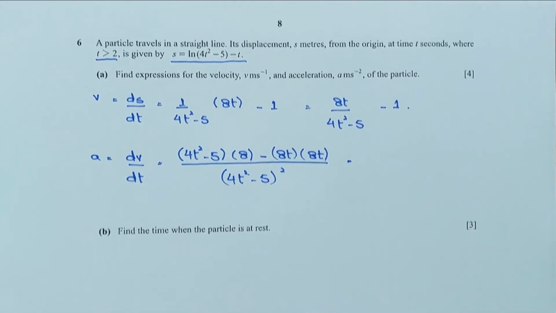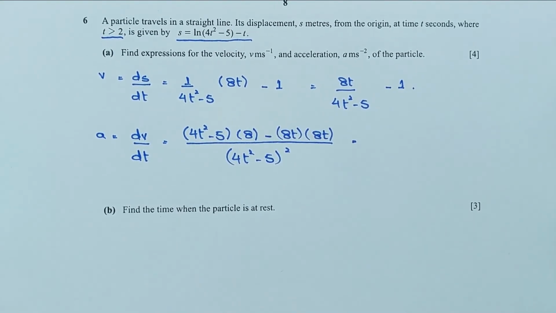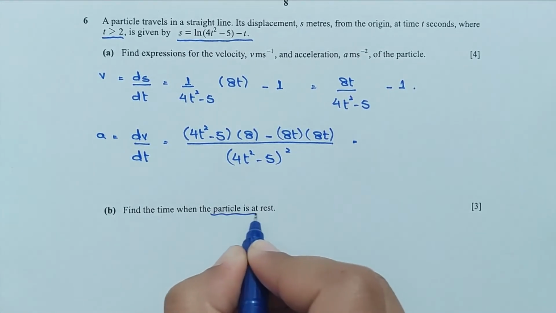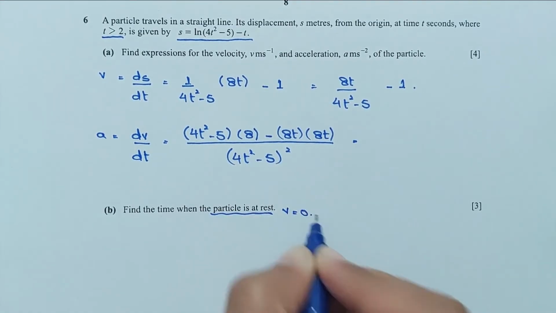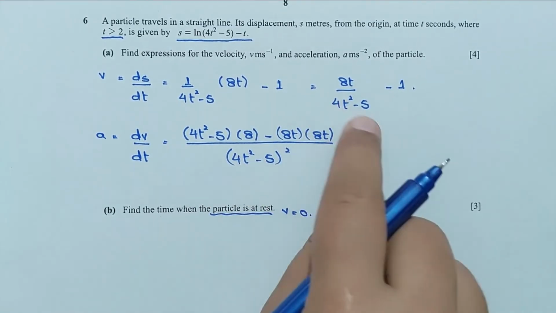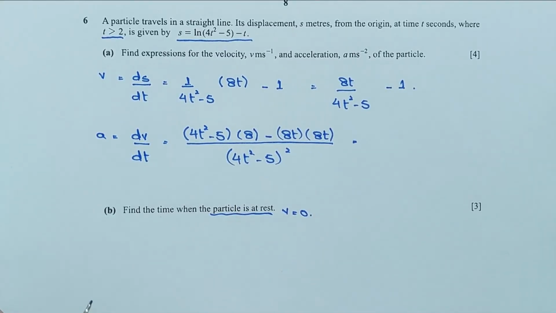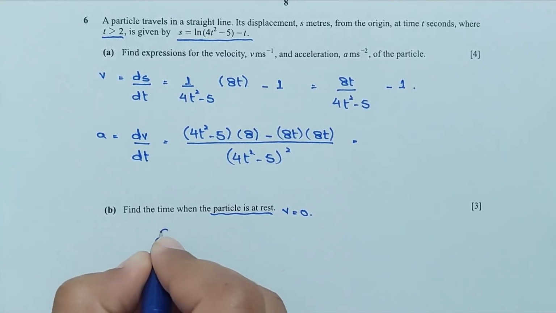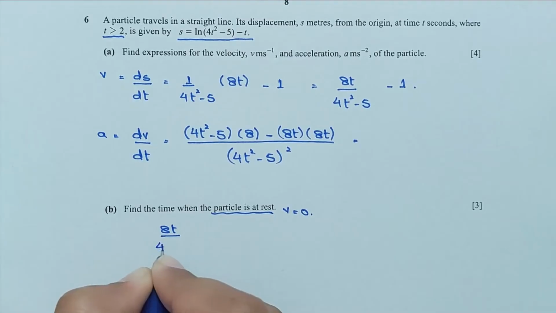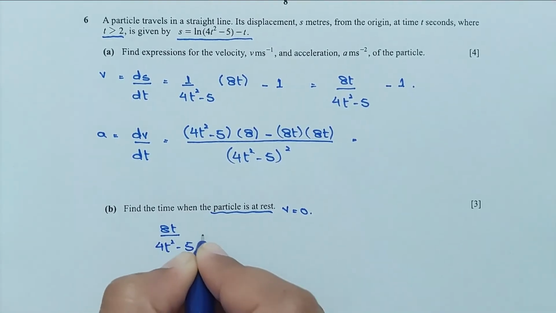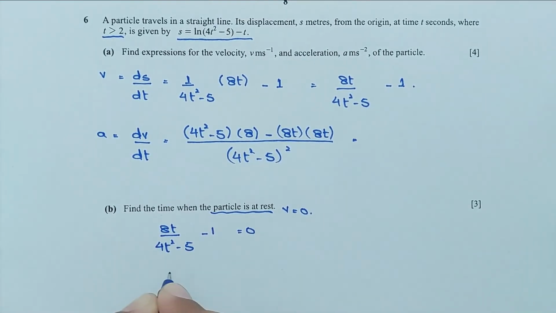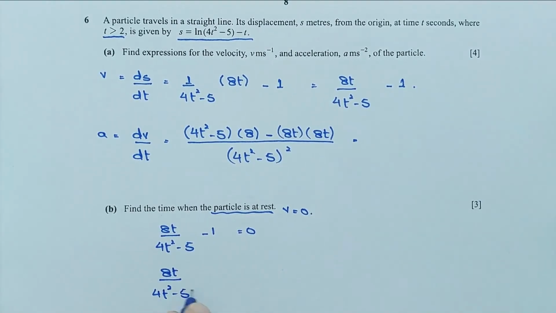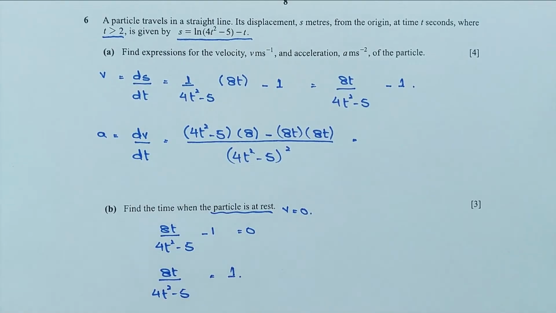This is up to you. Now for part B, find the value of time when the particle is at rest. The particle is at rest when the velocity of the particle is 0. The velocity is equal to 0, right? We have to solve for the time. This is the velocity of the particle, and we have to put it equal to 0 and solve for time. So 8t over 4t square minus 5 minus 1 is equal to 0. So 8t over 4t square minus 5 is equal to 1, right?